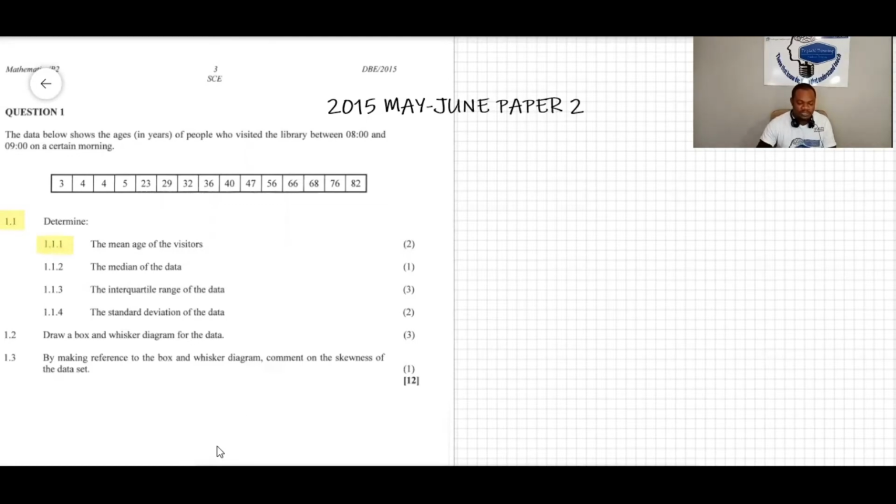1.1.1 talks about the mean. The mean is given by X bar. This is what you're looking for, the mean age of the visitors. What is the mean? The mean is the same thing as the average.